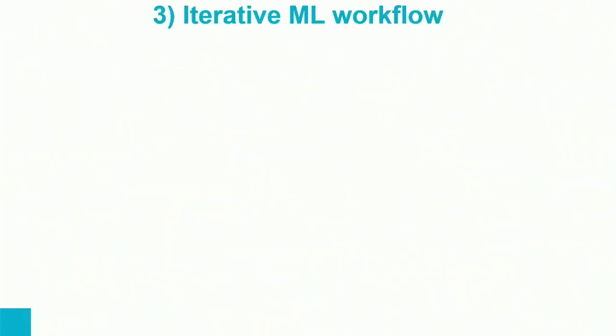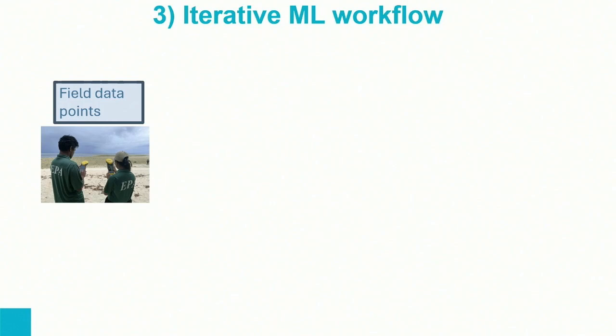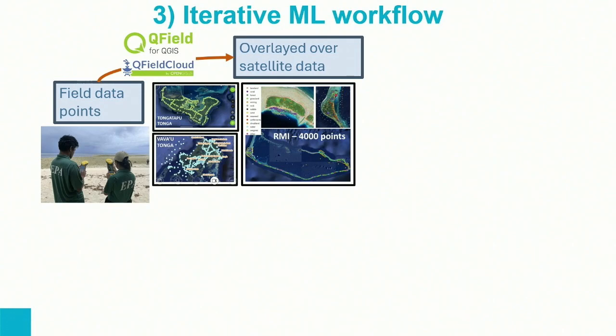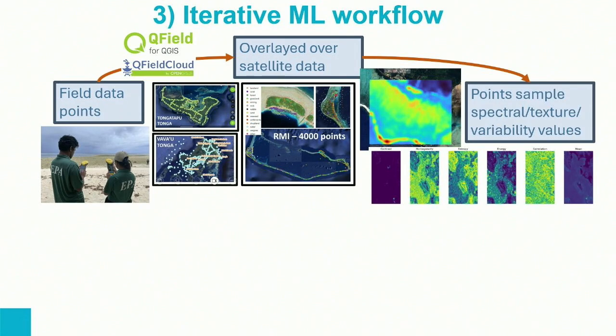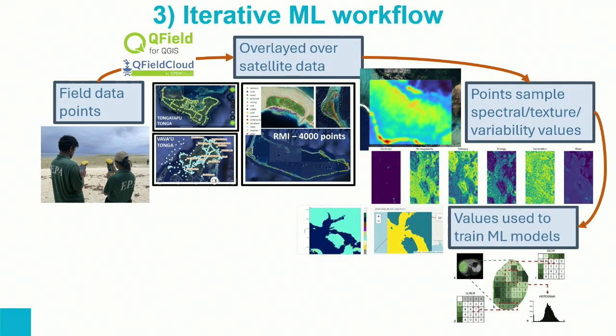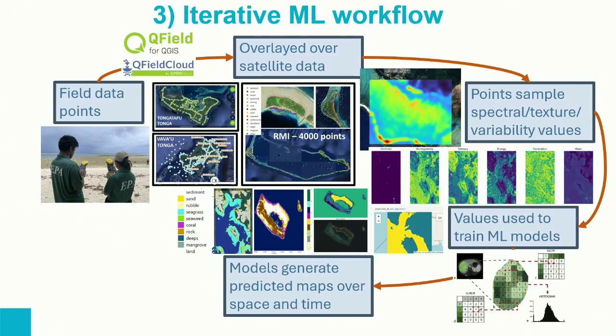Now, in terms of the QField approach and building the machine learning models, as mentioned, we collect field data points. We use QField and QField Cloud. We then take these points and overlay them over the satellite data. And then we sample values that could be spectral values, textural values, and variability values, and use these to train a machine learning model. These models then predict different land cover classes or coastal habitats over space and time.